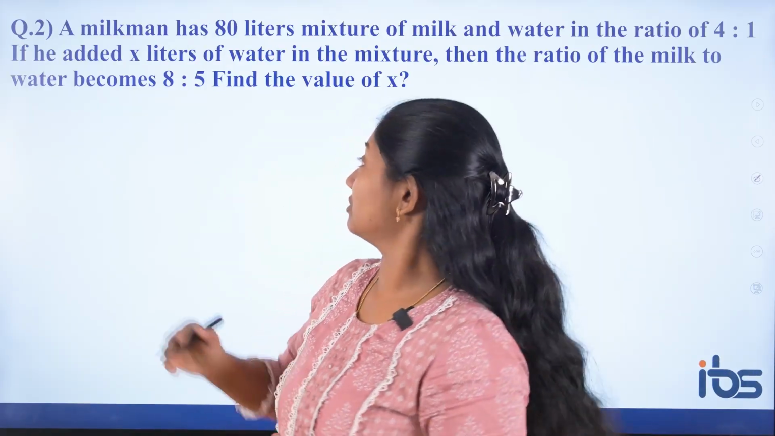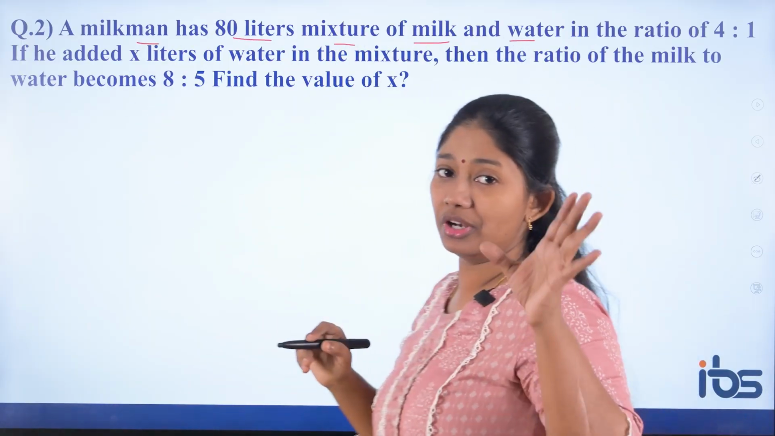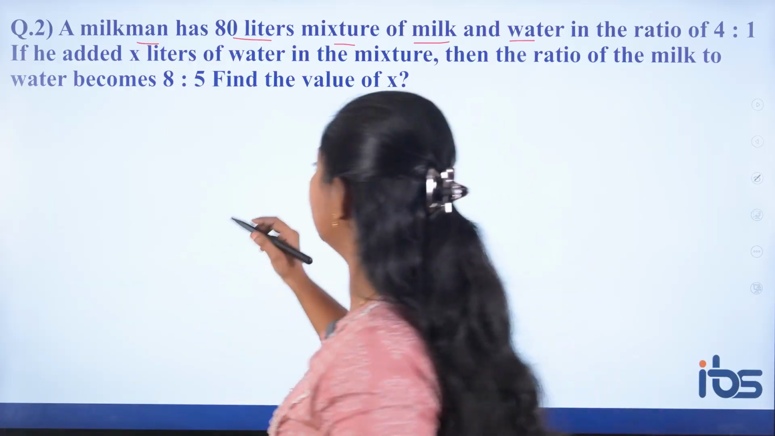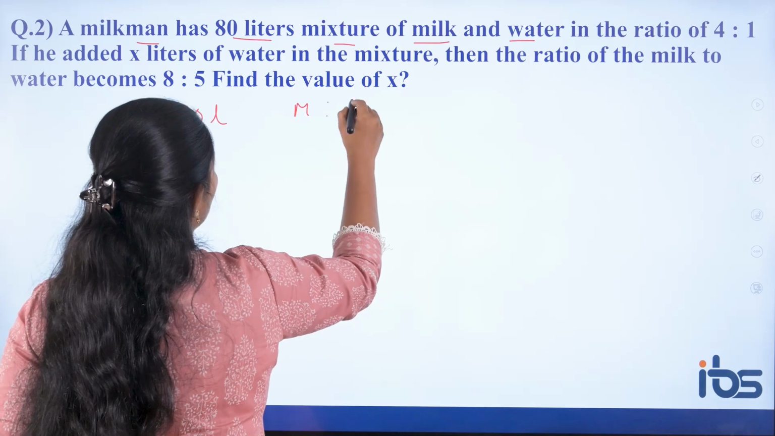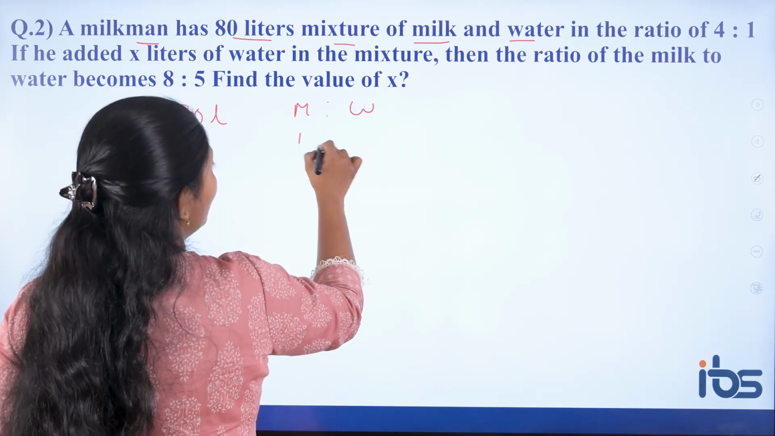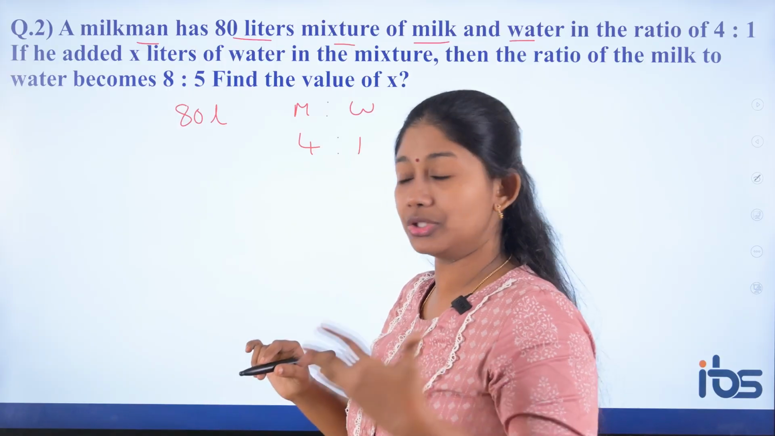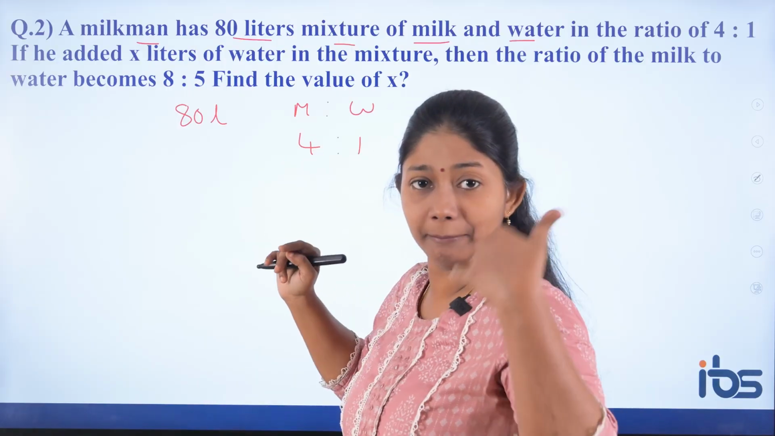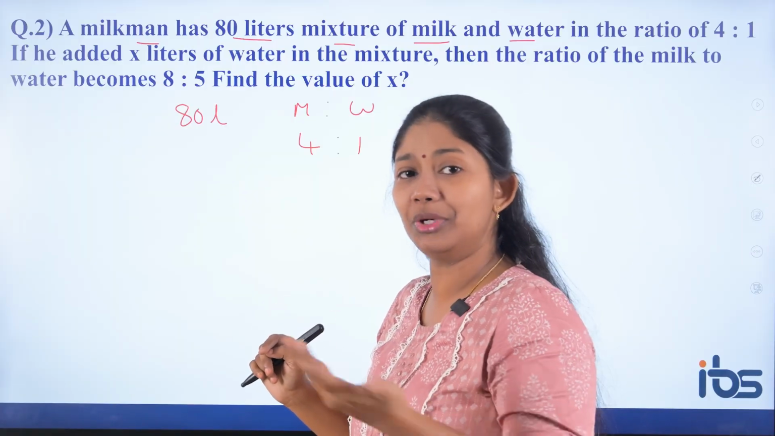So, moving on to the next one. A milkman has 80 liters mixture of milk and water. So, now the quantity of the mixture has been given, that is 80 liters, where milk to water is in the ratio of 4:1. This can be done in the traditional method also, or else you can find the individual quantities and compare. So, now I am already doing it in the ratio balancing method, so I will be doing the same method here also.